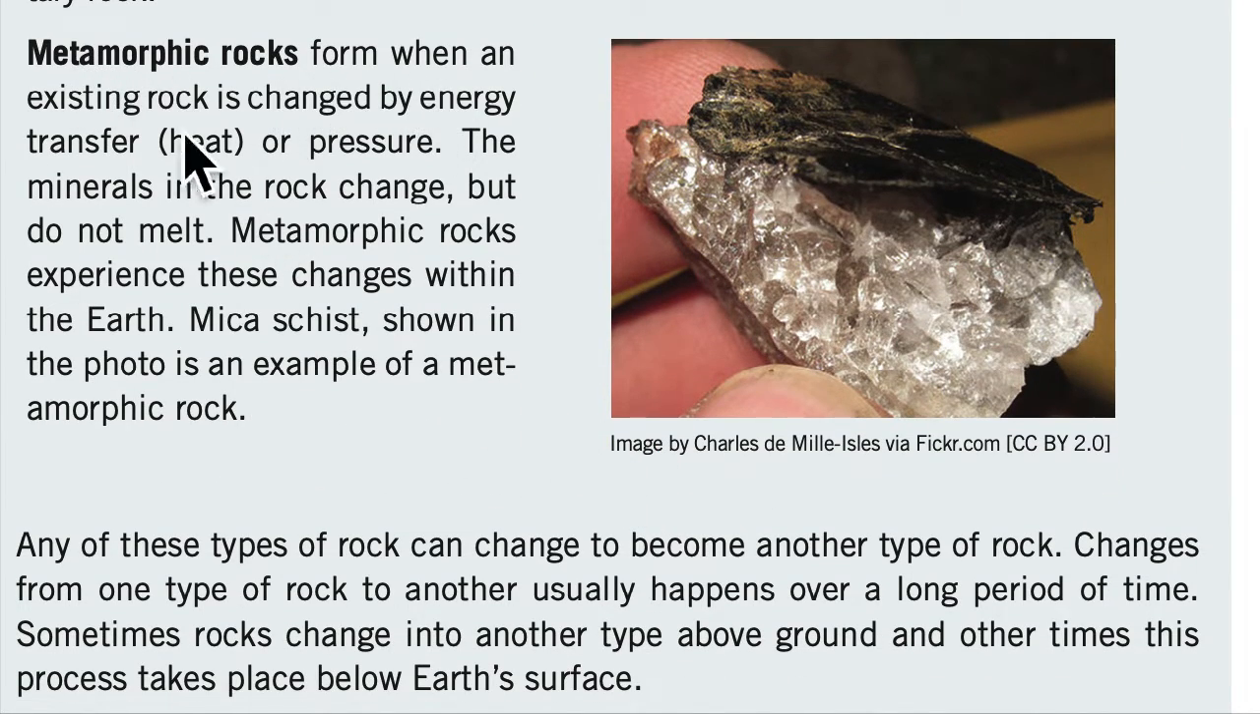Metamorphic rocks form when existing rock is changed by energy transfer, heat, or pressure. The minerals in the rock change, but do not melt. Metamorphic rocks experience these changes within the earth. Mica schist, shown in the photo, is an example of a metamorphic rock.